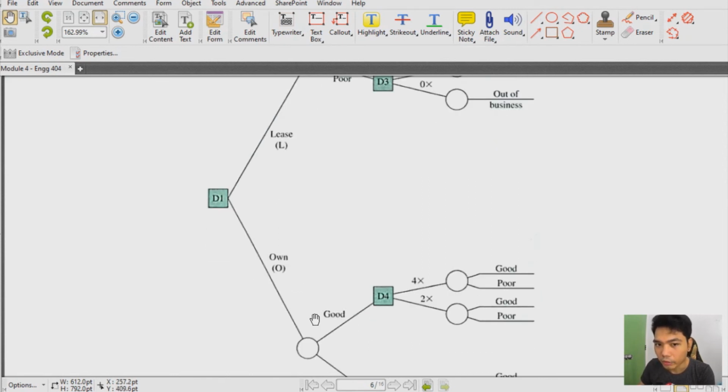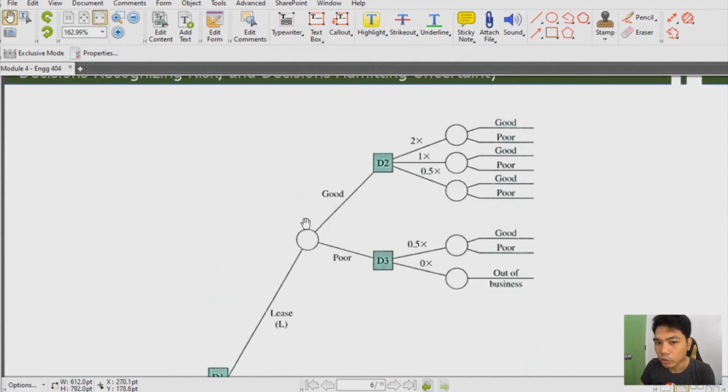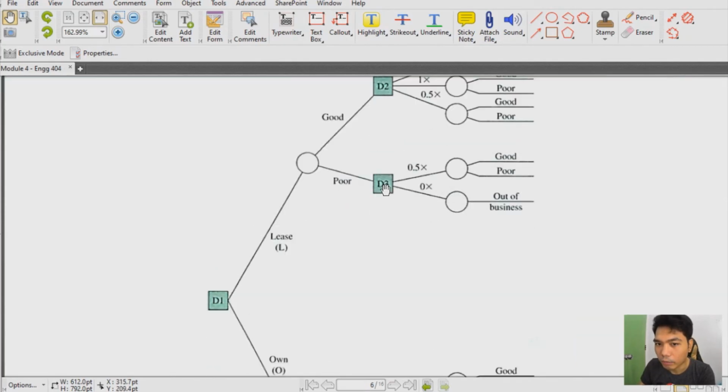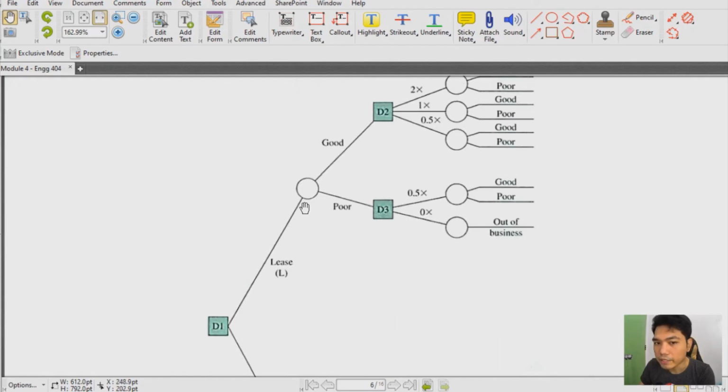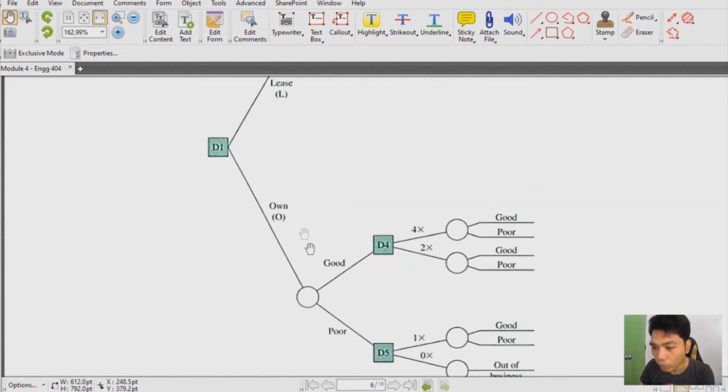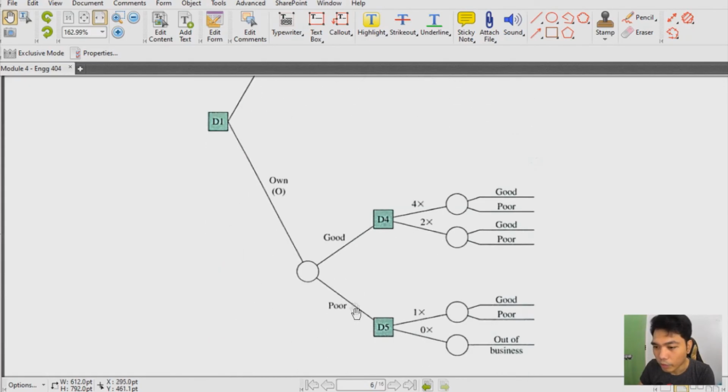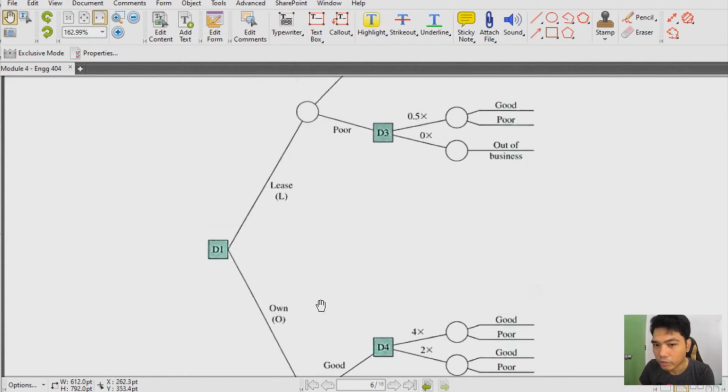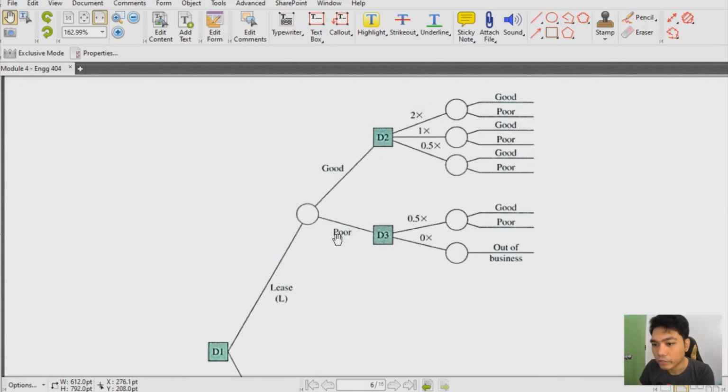It's either you lease or you own. Kung magli-lease ka, so ipaplan mo naman ngayon yung 2 years in the future. So ito yung magiging plano mo sa 2 years in the future. Kung magli-lease ka, it can either have a good or poor market outcome. Kung mag-own ka naman, is either good or poor outcome din, di ba? So, yun lang naman yung ating magiging results. And either way, you have to make sure na ipaplan mo pa rin siya 2 years hence.